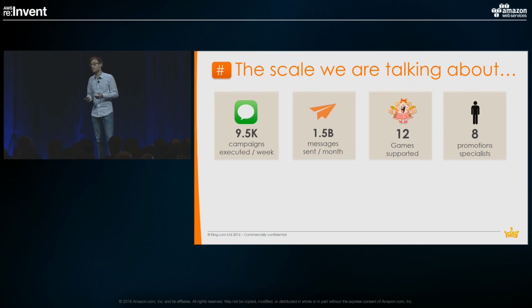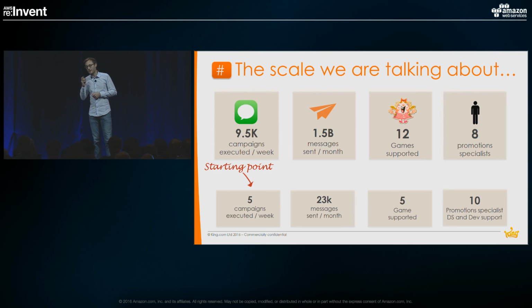I think these numbers are very impressive, but even more so when we put them into perspective of where we've come from within 2 years. Before Redshift, we were running about 5 campaigns per week. We were sending only 23,000 messages per month. We supported only 5 games, and we did all of that with even more people. We had about 10 people dedicated to running that. So I think it's a very impressive increase in terms of scale.